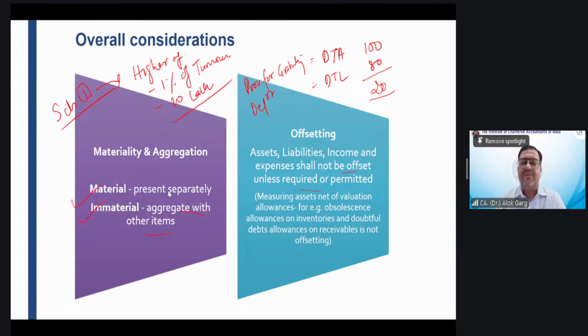Doesn't matter, Manoj. So even if the amount is material, for example, deferred tax asset. So deferred tax asset is 100 crores and deferred tax liability is 80 crores. These are material high values. So Manoj, will you offset or will you not offset? You will offset. It is permitted under Ind AS 12. It says that the DTA and DTL has to be offsetted and presented as a net item.